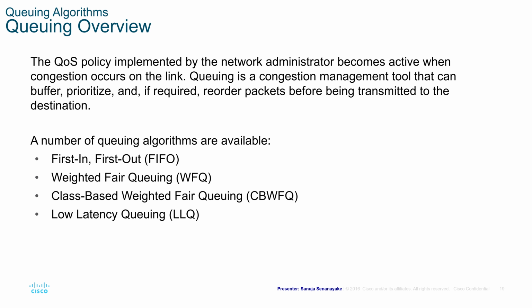They include first in, first out, or FIFO, which is basically having no QoS at all. Whichever packet gets in first is going to go out first. Weighted fair queuing, WFQ. Class-based weighted fair queuing, which is CBWFQ. And low latency queuing, also known as LLQ. I will cover these items in the next few slides.